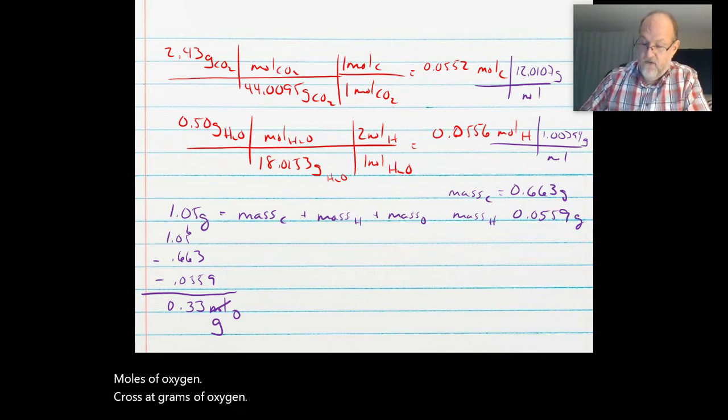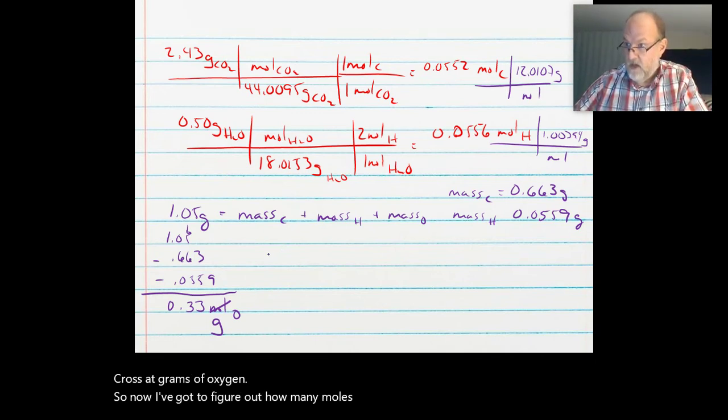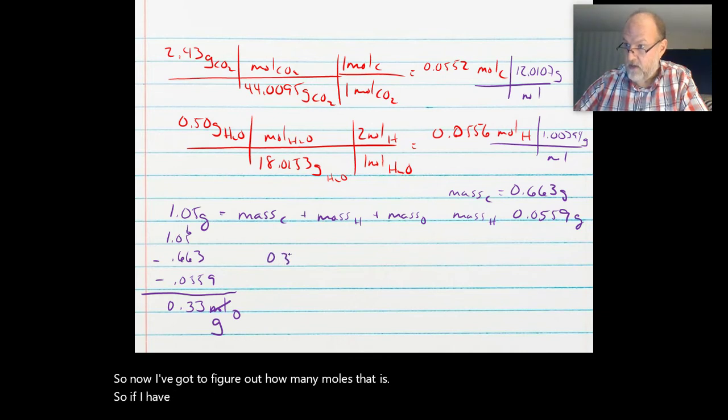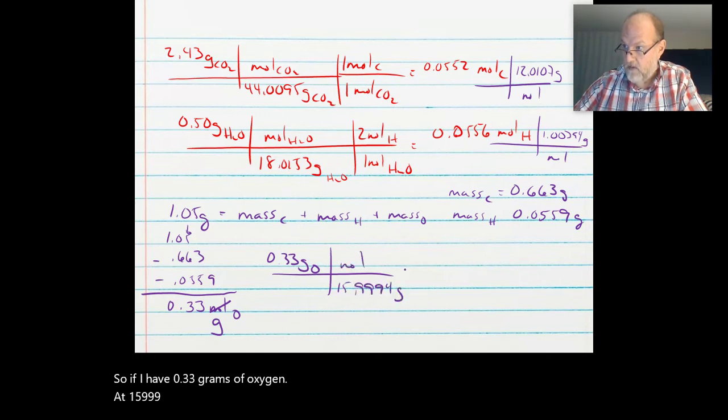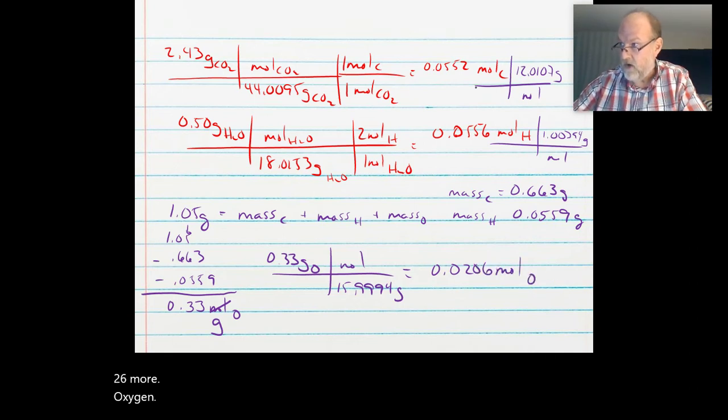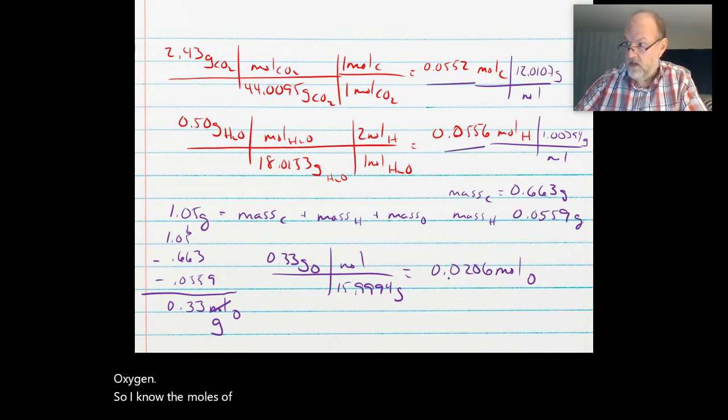So now I got to figure out how many moles that is. So if I have 0.33 grams of oxygen at 15.9994 grams per mole, I get 0.0206 moles of oxygen. So I know the moles of carbon, I know the moles of hydrogen, I know the moles of oxygen.